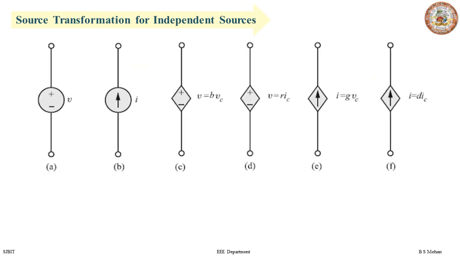Right. So let us see the different forms of voltage representations here. The first one is a voltage source. The second one, it's obvious that it's a current source. What about the rest four? The rest four are your dependent sources. Let's see one by one.